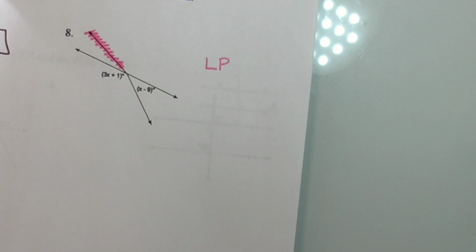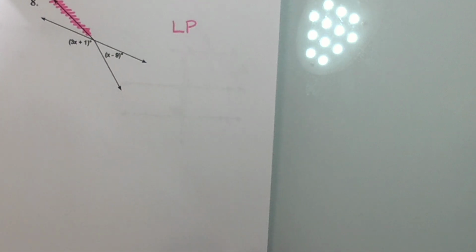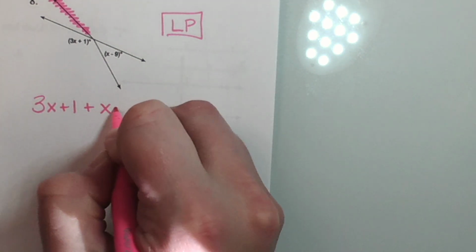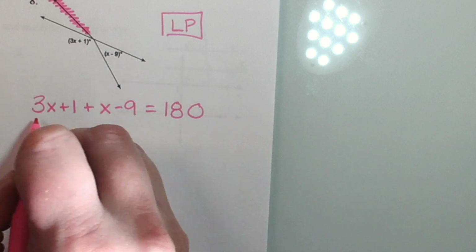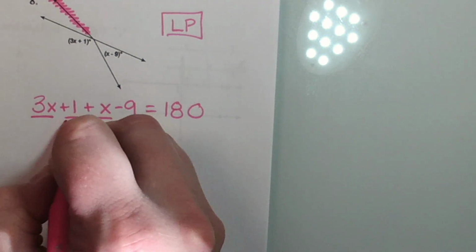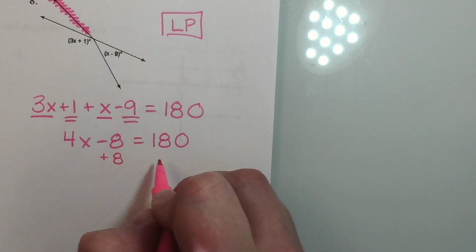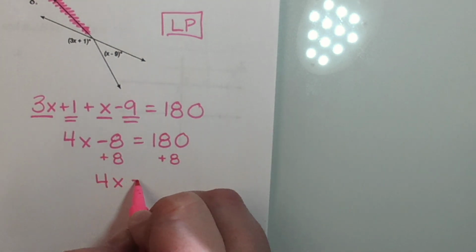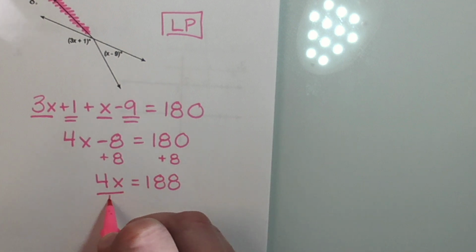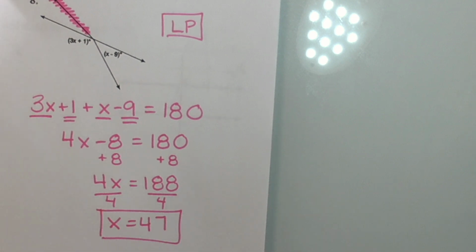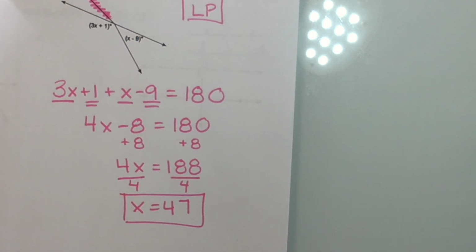Jesus? If it's a linear pair, what's the equation going to look like? You got it. Combine our like terms. 3x and x is 4x. A 1 and a negative 9 is a negative 8. And we solve. Assuming I could do my math correctly. Beautiful, because I did do it in my head, and that's not always a good thing.